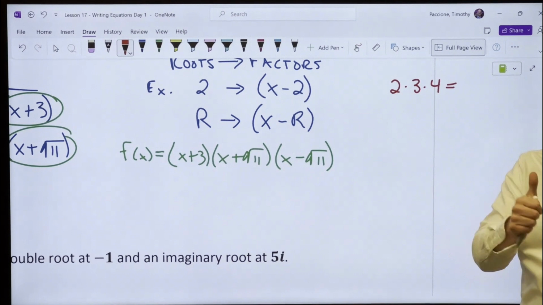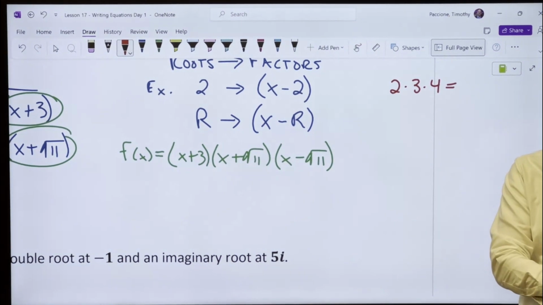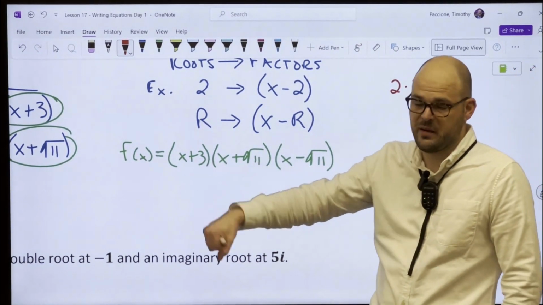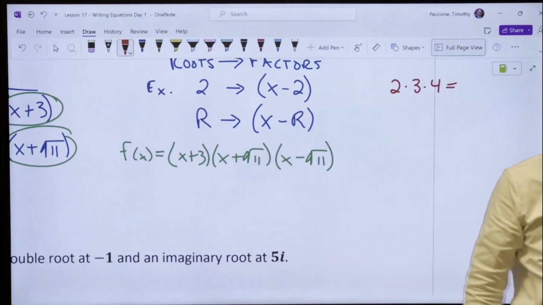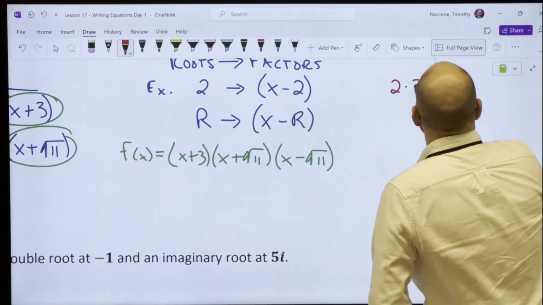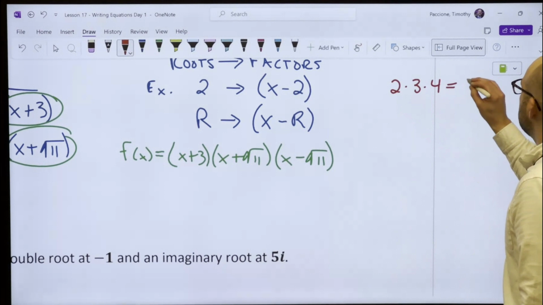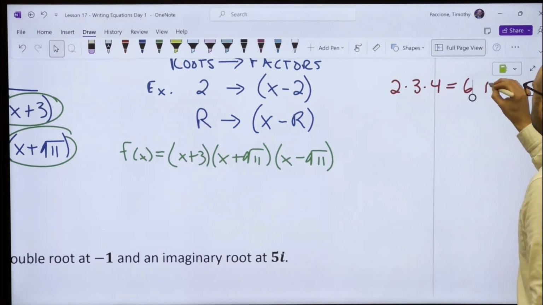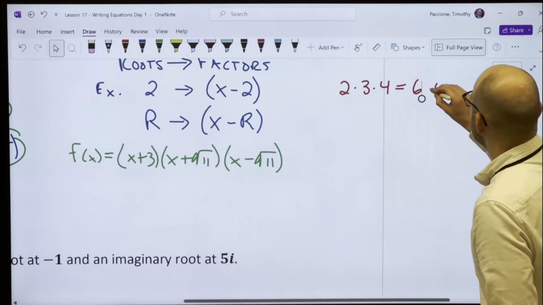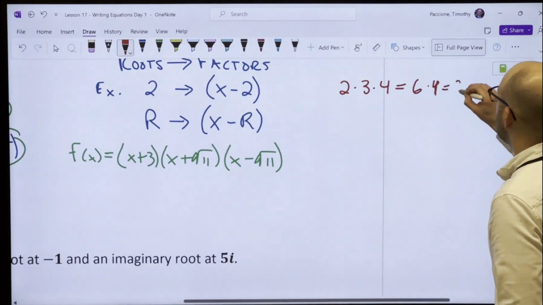But okay, it's going to work out way easier. And if you want, you can write these first to make yourself feel better. Put the x plus 3 at the end. Okay? But look, it works. 2 times 3, it would be 6 times 4, which is 24.